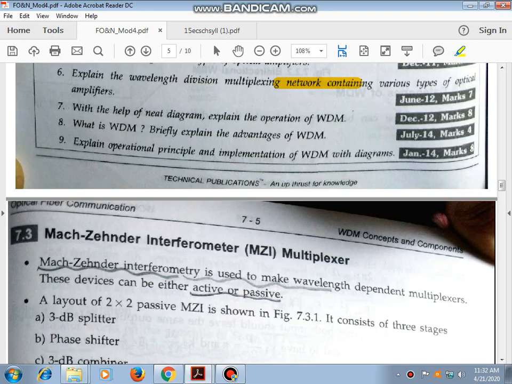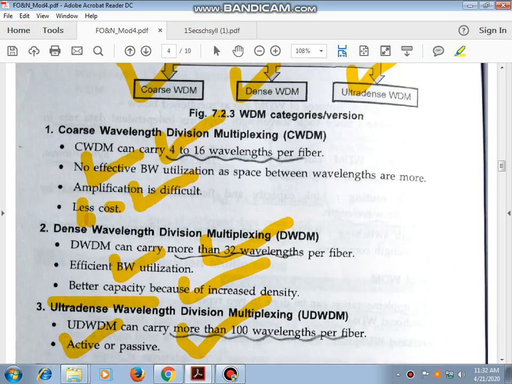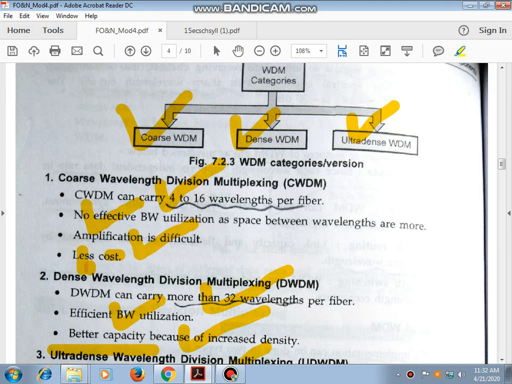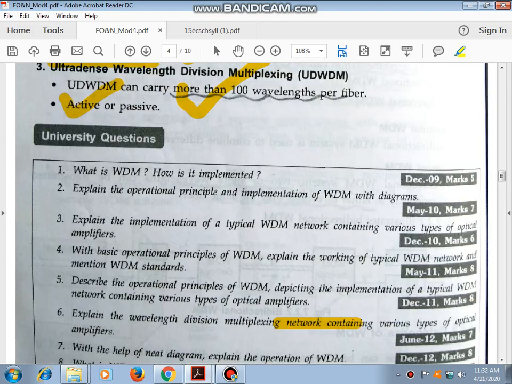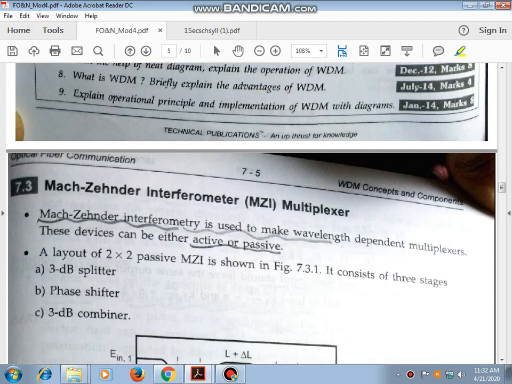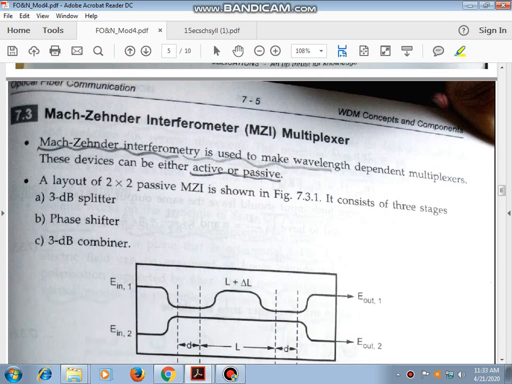In the last video we discussed WDM categories or versions. Next we'll go with the Mach-Zehnder interferometer, that is the MZI multiplexer.